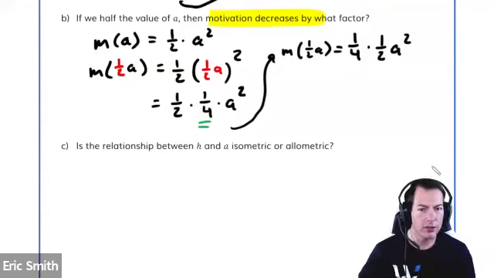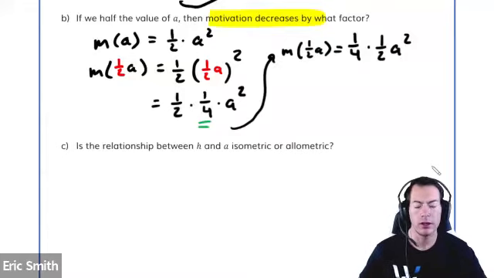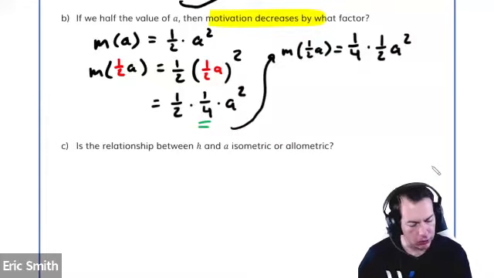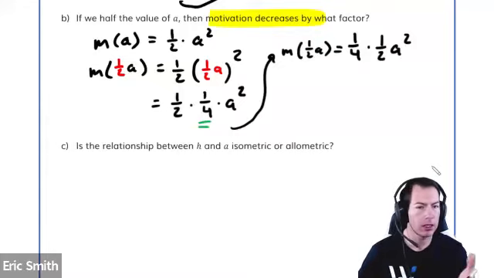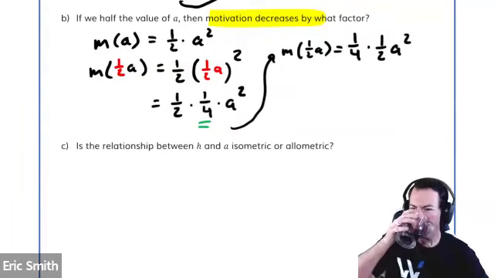Right, on to other questions. What kind of relationship is this really? Is it going to be isometric or allometric? What do you think is going on? Specifically, we're talking about the relationship between H and A. Again, if you have a guess and you want to type it in the chat box, go ahead and do that now.